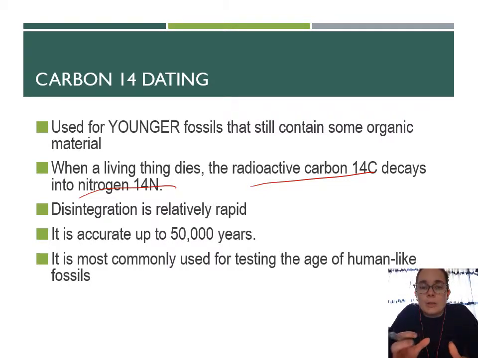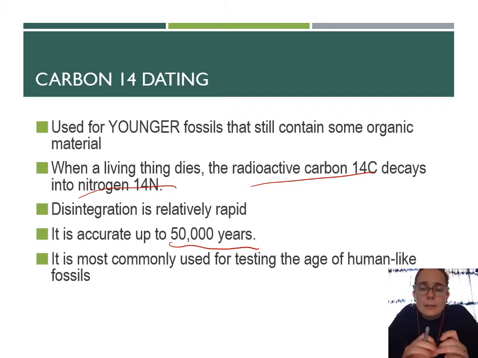What we do is we look at the percentage of carbon-14 and nitrogen-14 and how they've changed over time to calculate that half-life. So it is accurate up to 500,000 years. So that's not really that long when you think about the millennia that we were talking about in terms of billions of years of life on Earth and those types of things.